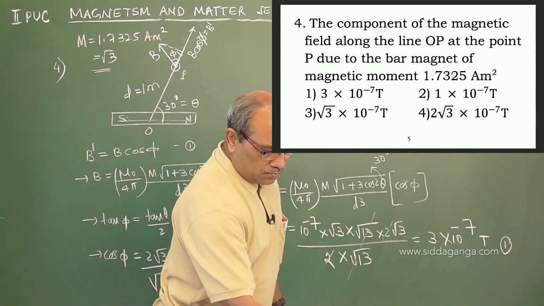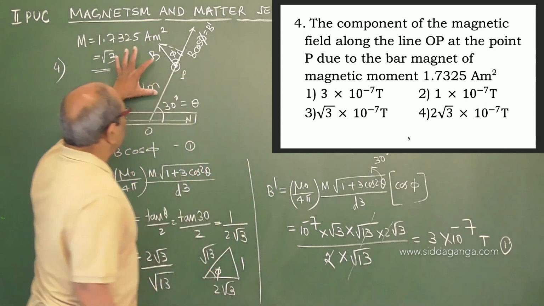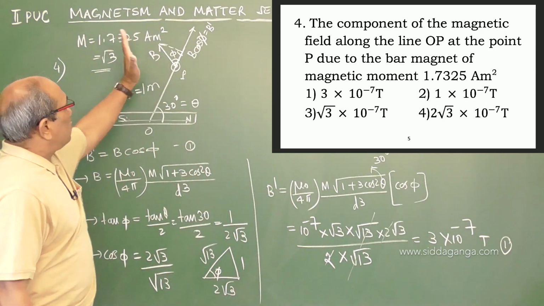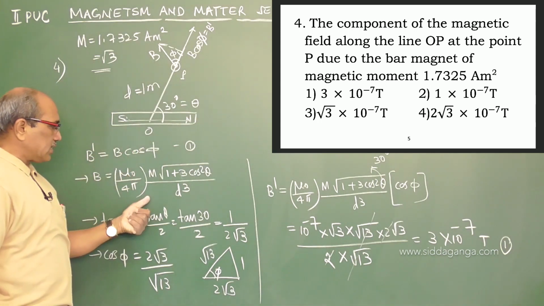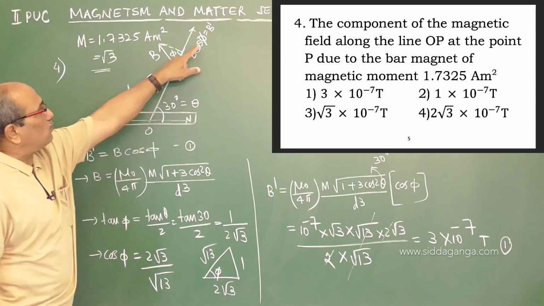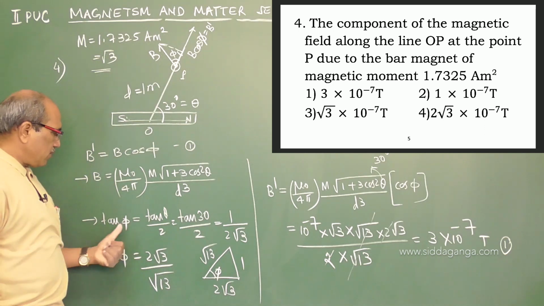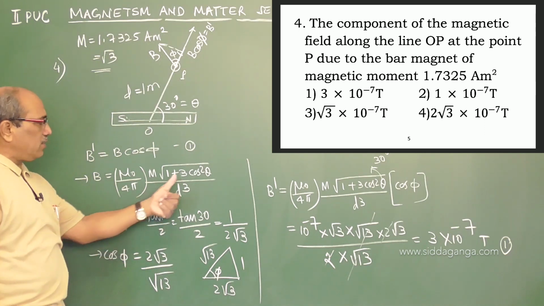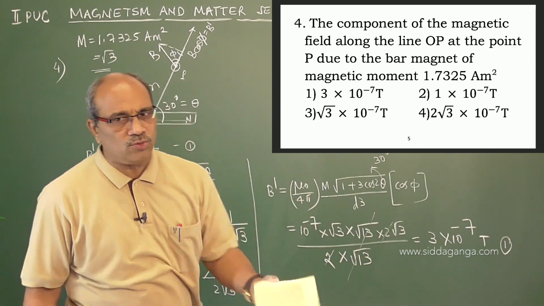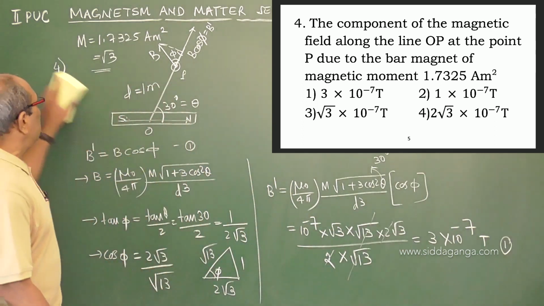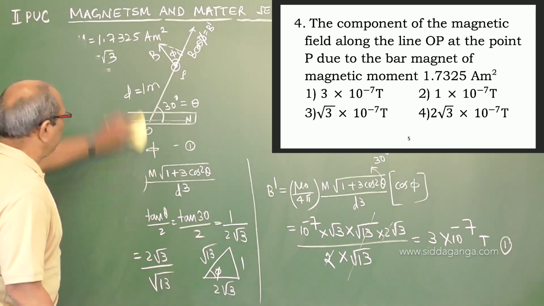The problem, I hope you have followed: it did not ask for B but the component of B along OP. The B value is this. To find the component means we have to find cos phi. From the given data we determined cos phi. Knowing the terms, we substituted and the answer is 3 into 10 power minus 7, option number 1.